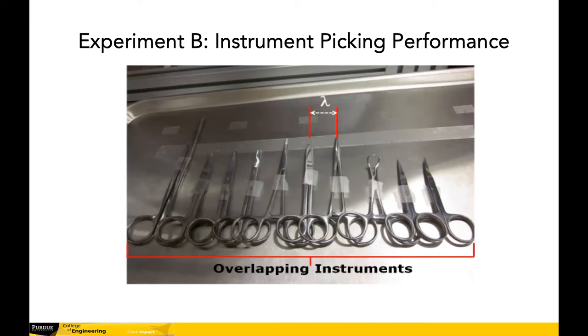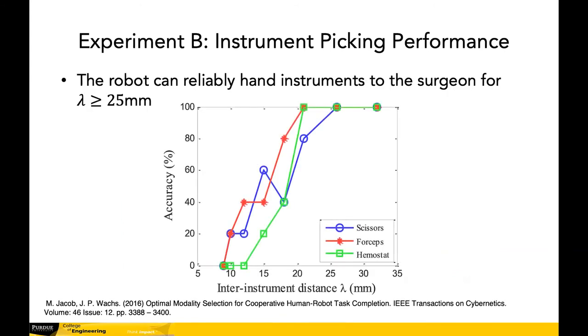As you can see, the more the instruments overlap, the more difficult it is for the system and for the robot to grasp them. As the instruments get closer and closer, the success in delivering the instruments and actually grasping them decays significantly, right?